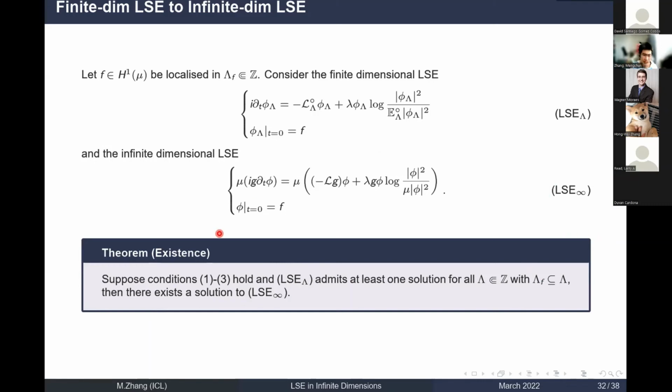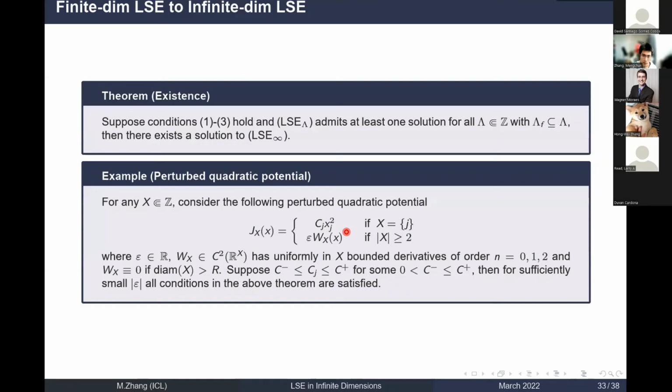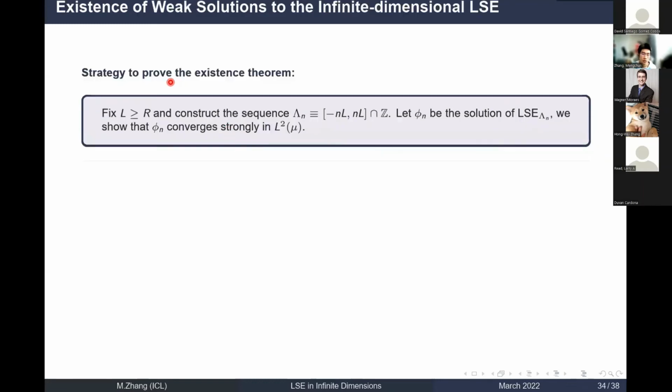Obviously, I will not show the technical details to prove this because it's too tedious, but I will use the last 4 or 5 minutes to just show the general idea of how to do this. Let's come back to this example later. So the strategy is that, again, as I mentioned before, we construct a sequence increasing in volume, which will eventually exhaust the whole lattice Z. And let phi n be the solution on each finite volume lambda. Then our goal is to show that phi n converges strongly in L to mu. Then the limit of this sequence defines a weak solution to the infinite-dimensional LC.